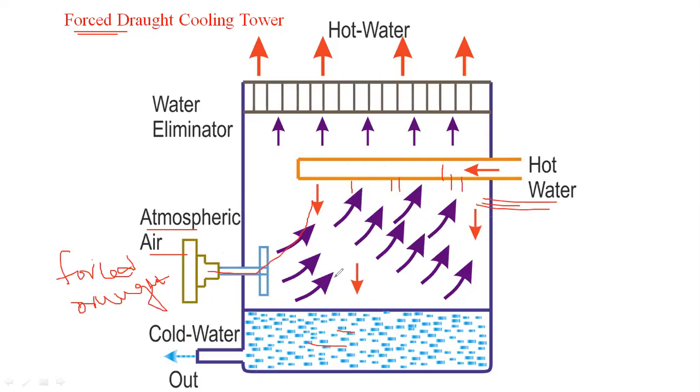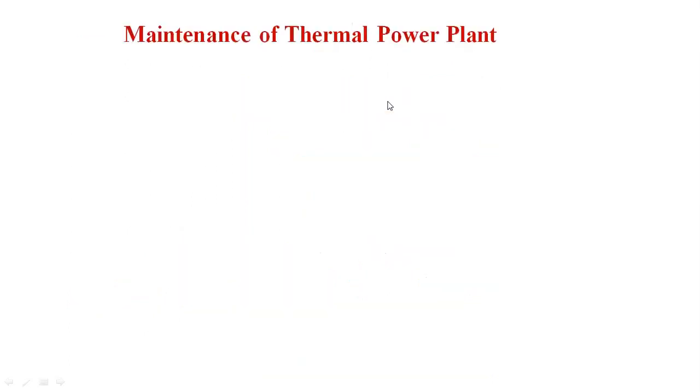And cold water here does not mean the actual cold temperature. The temperature should be maintained from a minimum of either 60 degrees or 70 degrees up to 120 degrees. The water is eliminated, and the hot air goes outwards. This is the cooling tower. There are three types of cooling tower: the atmospheric cooling tower, the natural draft cooling tower, and the forced draft cooling tower.